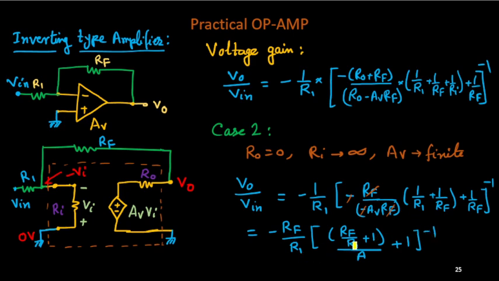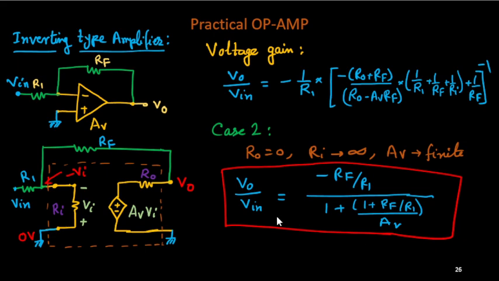So if we rewrite it, what we will get? V naught upon V in is now becoming minus Rf by R1 upon 1 plus Rf by R1 upon Av. So this is the extra factor we are getting because of Av finite. If Av is infinite, this value will become 0, and we will get minus Rf by R1. Okay, if Av is finite, R naught is 0, Ri is infinity, we can use this formula. Okay, we can find the voltage gain. This is for case 2 when Av is finite.